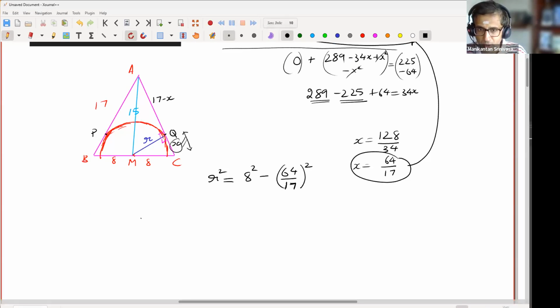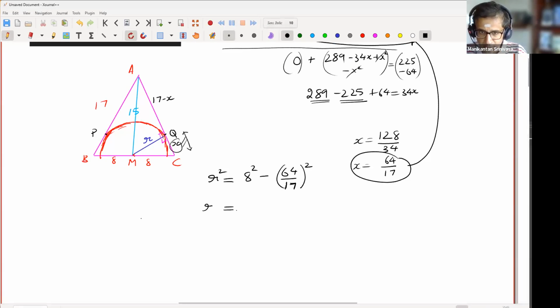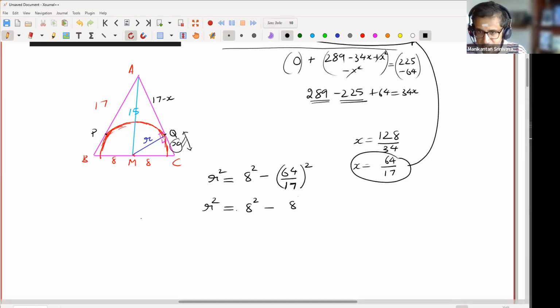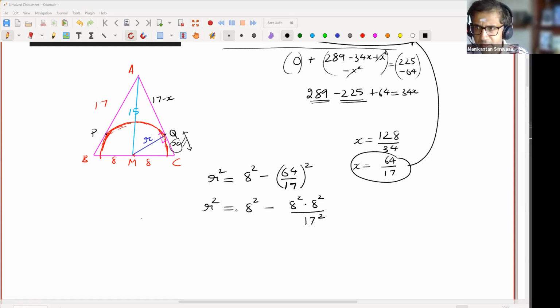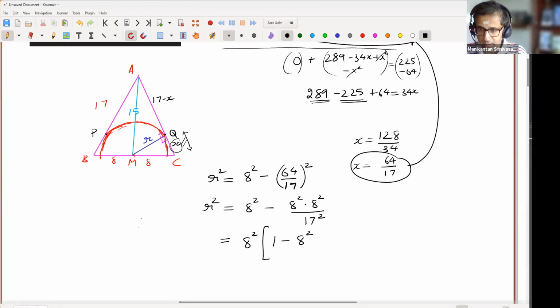But the wrong thing to do now is to deal with such big numbers and do the subtraction. Instead, don't do that. So let's say r square equal to, I can take 8 square as common. I'll write this as 8 square into 1 minus 8 square upon 17 square. Okay, again, all of you with me? I've not done much. I'm just manipulating it cleverly. And I'll finish it and then explain it once more. I don't want you to deal with big numbers. I can take 8 square common. Therefore, it becomes this.